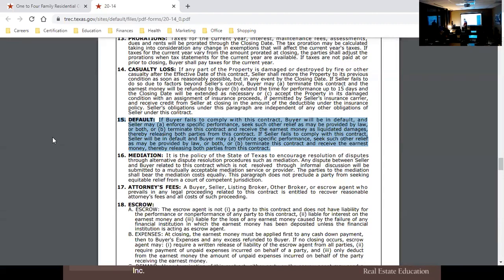Now, Mr. Grossman goes over. He's a new agent. He ain't got no money. Good luck getting anything out of him. So who are they going to come after? The broker. Coming after the broker.